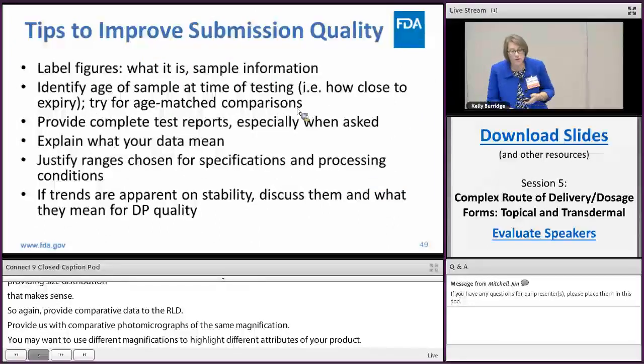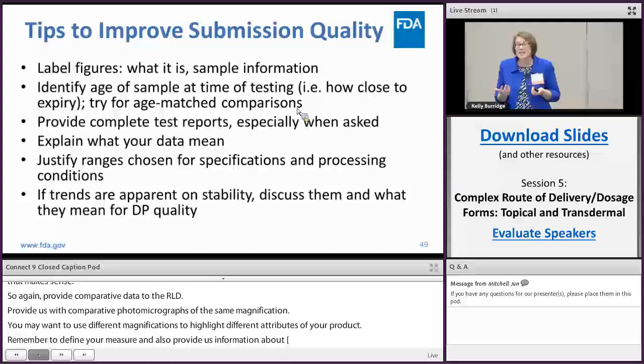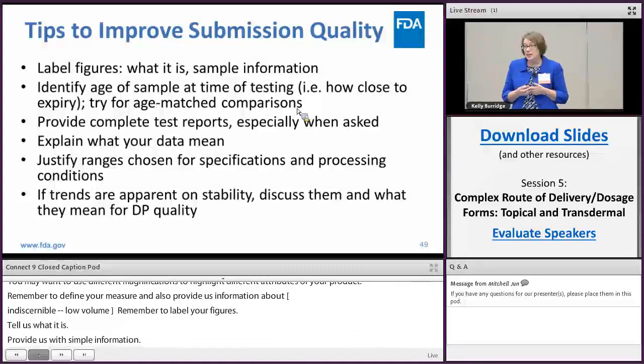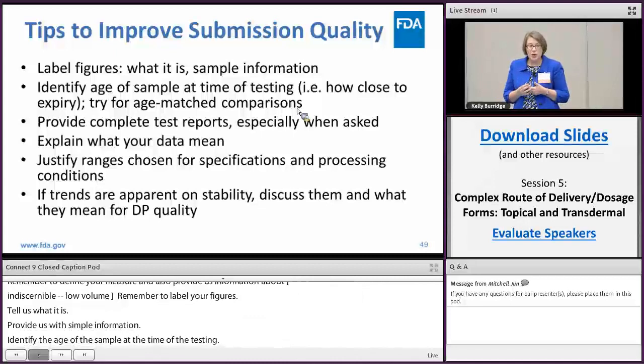Remember to label your figures. Tell us what it is. Provide us with the sample information. Identify the age of the sample at the time of the testing. For the RLD, how close it is to expiry. Where possible, try for age-match comparisons between your product and the RLD, especially for attributes that vary with time.